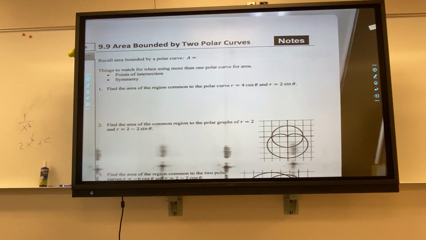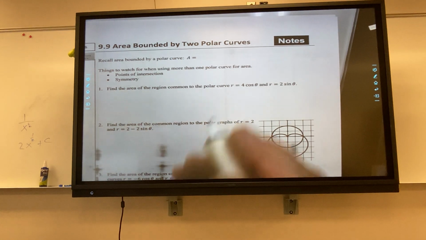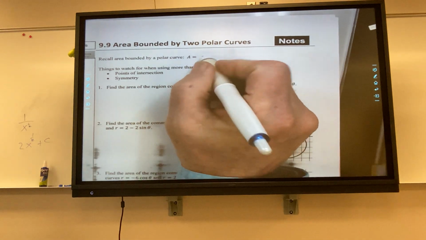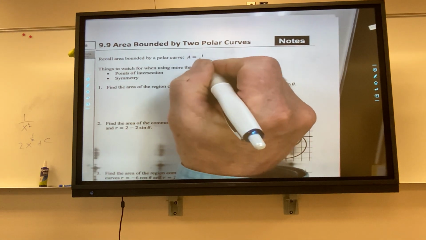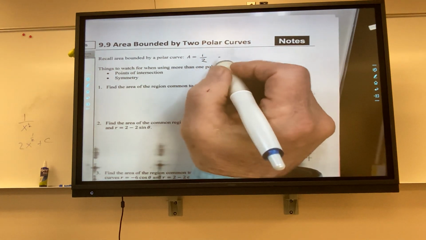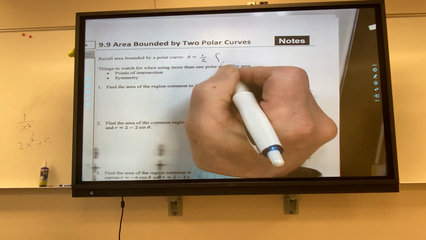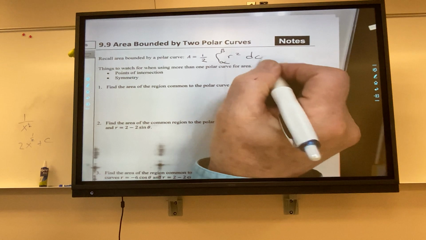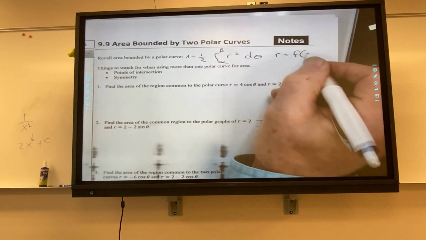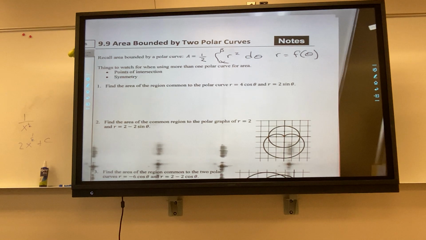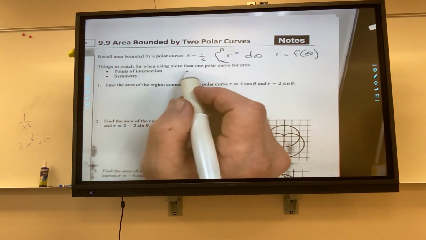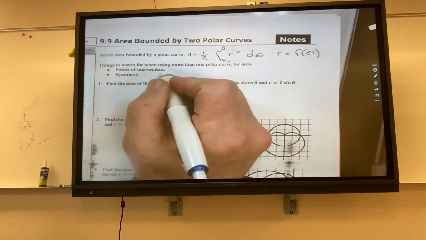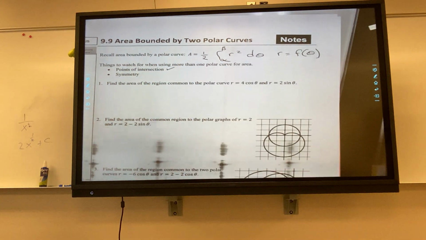Okay. All right, we're looking at, no, so it's not this like that. If you recall, this is what we learned yesterday, that if we want to figure out the area of a polar curve, we have to figure out this alpha and this beta, and then we just square R, and that R is some function of theta, okay? So, things to watch for when we have more than one polar curve. I already talked about points of intersection yesterday and symmetry.